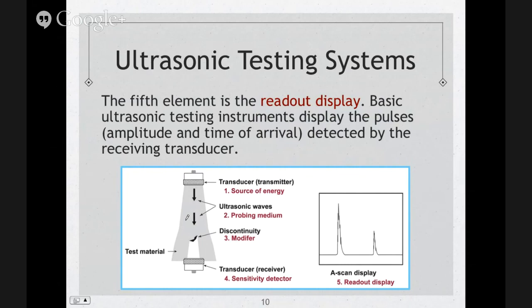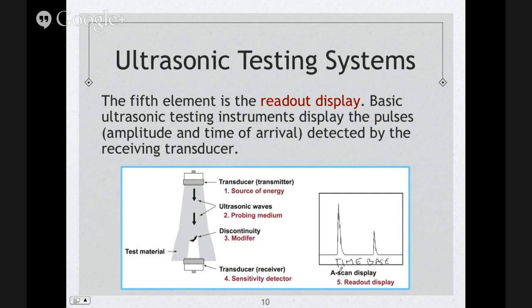And obviously our fifth element would be the readout display, which is going to be the one that gets all this information from our waves and shows it to us in a manner that we can interpret and make decisions. It says that the basic ultrasonic testing instrument displays the pulses, the amplitude, and time of arrival detected by the amplitude receiver. The amplitude would be the height of our spikes, and the time of arrival would be on our time base.